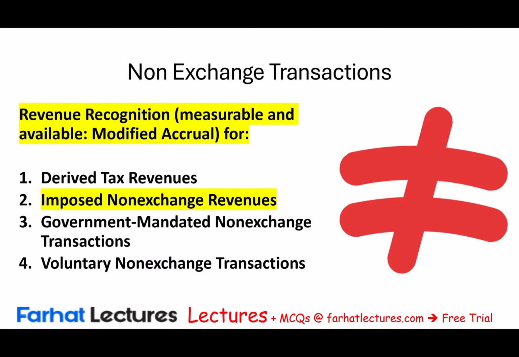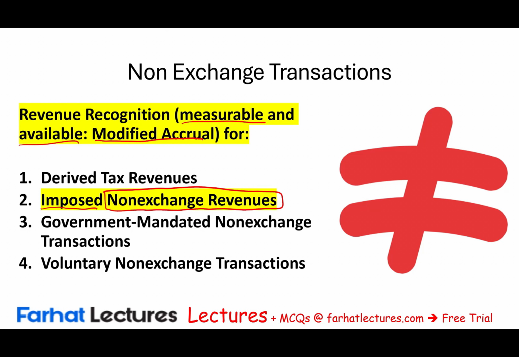Hello and welcome to this session in which we will discuss imposed non-exchange revenues, and that doesn't sound good at all. Imposed. Well, we are dealing with non-exchange transactions for government entities. What do we use for governmental entities for non-exchange transactions? We use the modified accrual for revenue recognition. It means when the transaction is measurable and available, we recognize the revenue.